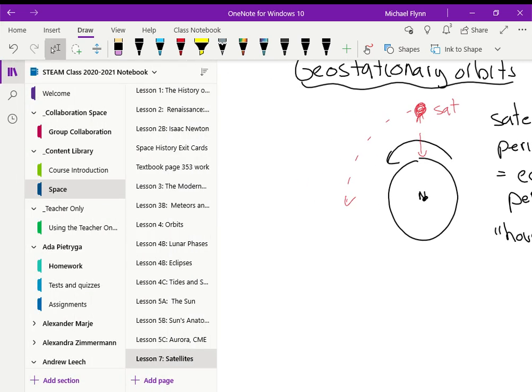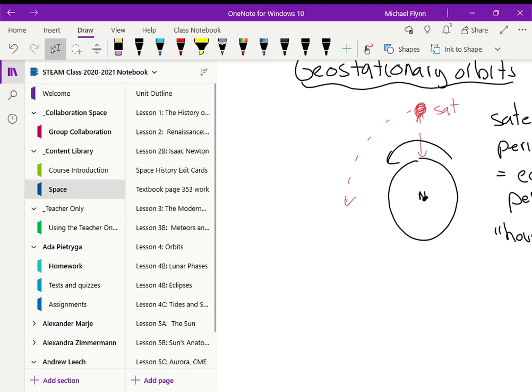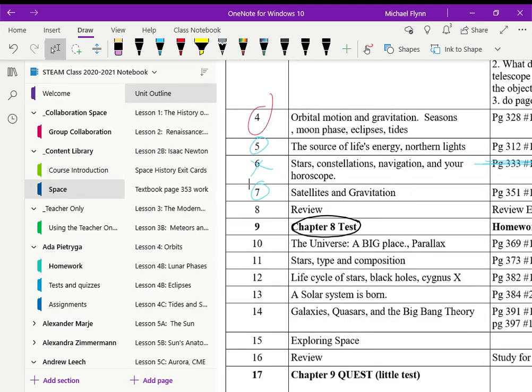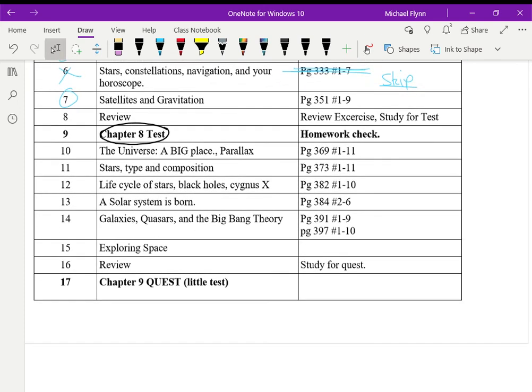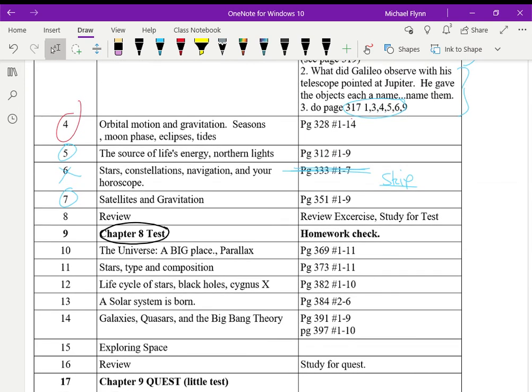Okay, so let me just review the homework. For today, you're going to do lesson five. So this homework here, you're going to do that. Page 312, number 1-9. You're also going to do the matching on the handout I put in your homework folder, which will only take a few minutes, on the sun structure. And then you're going to do lesson seven. So that's that one right there. Basically that takes us to the end of the first chapter on space. There's one more chapter after this. So we're due for a test, but we'll do some review first. So we'll talk about that shortly.